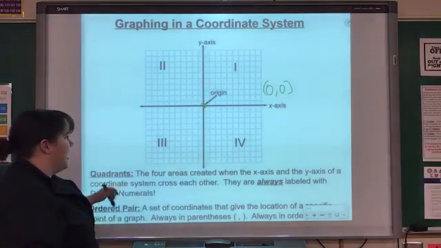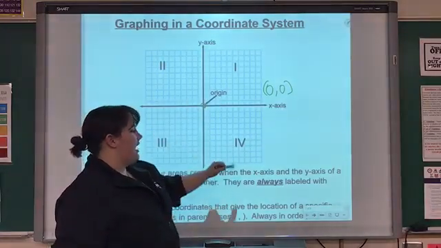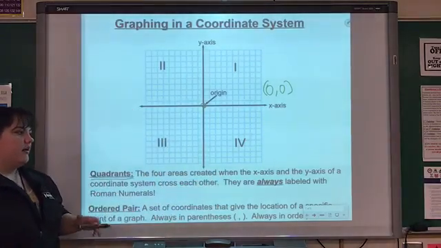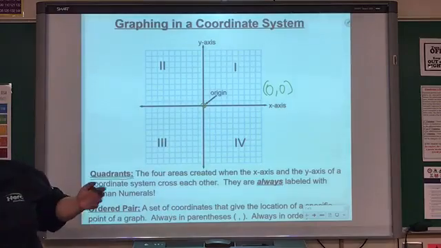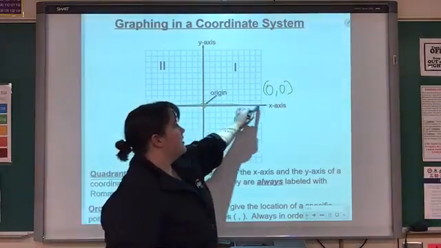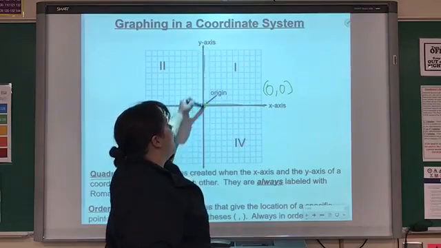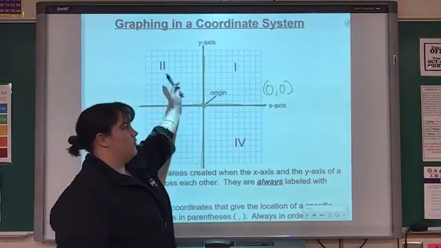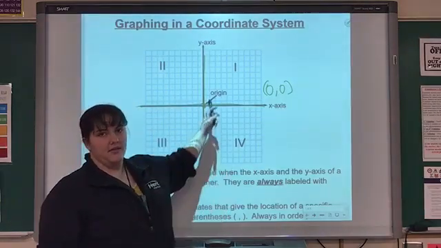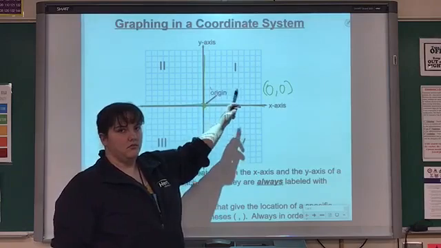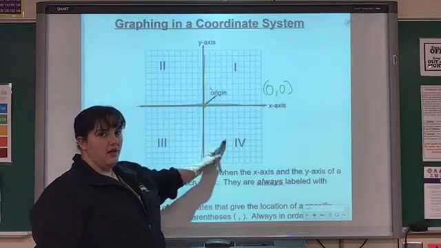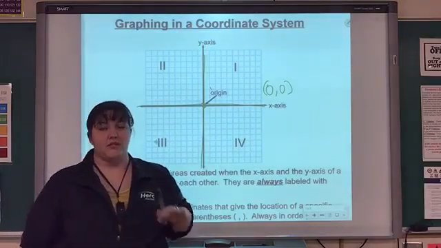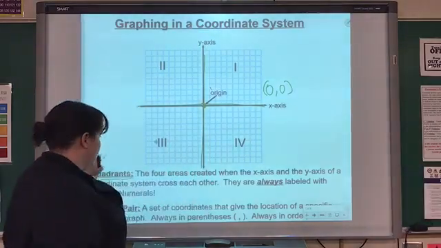When we are looking at these 4 different parts of our graph, these are called quadrants, okay? They are created when we have our x-axis right here crossing our y-axis. And they are always labeled with Roman numerals. Do you see these right here? This is like 1, 2, 3, and 4, okay? We don't just ever label them with numbers, it's always Roman numerals for this part.